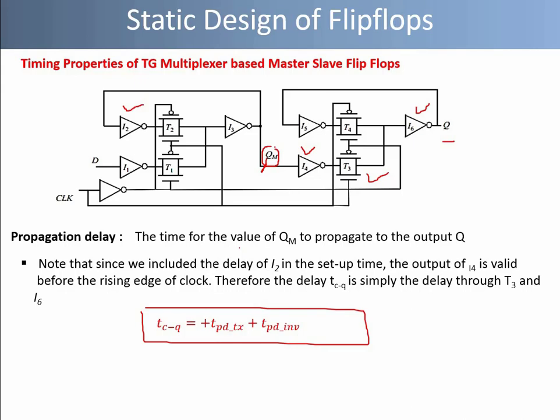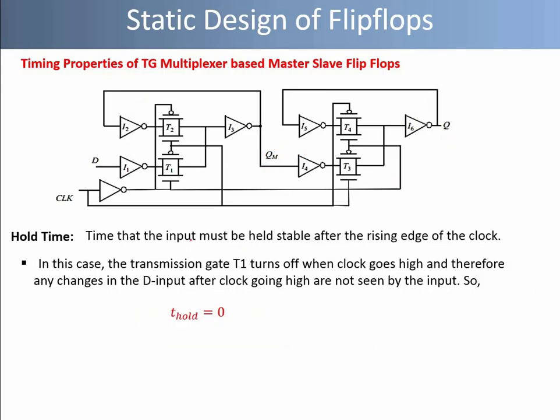TPD_INV. Hold time is the time that the input must be held stable after the rising edge of clock. In this case, the transmission gate T1 turns off when the clock goes high, and therefore any changes in the D input after clock going high are not seen by the input. So the hold time of this flip-flop is equal to 0.